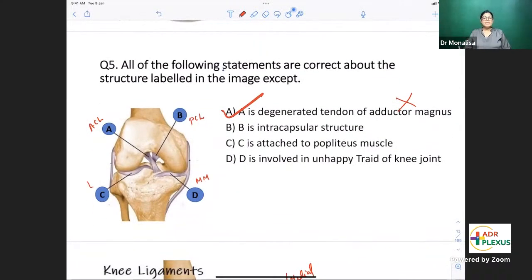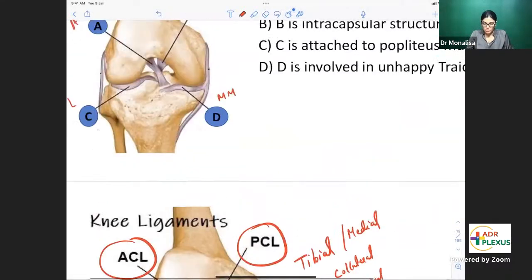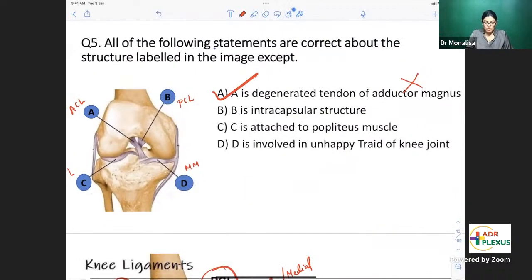Other than that, B is intracapsular. Yes, B is the posterior cruciate ligament, and we know that cruciate ligaments are intracapsular structures. Also, the menisci and cruciate ligaments are intracapsular structures. What about C? C is attached to popliteus muscle.